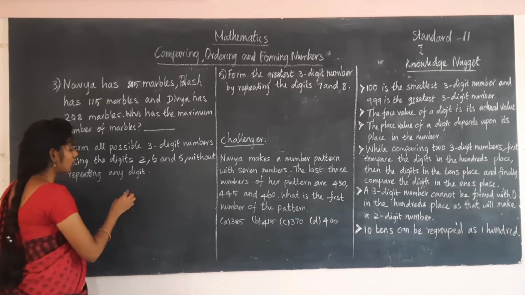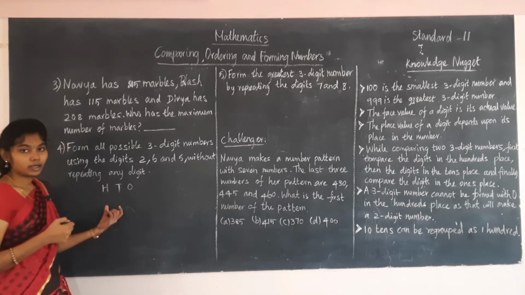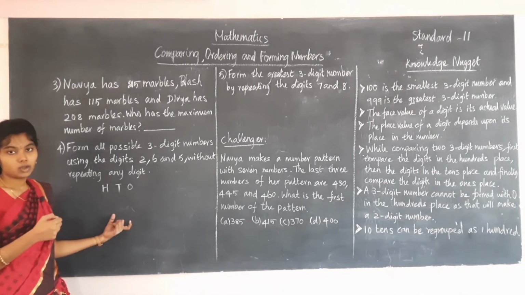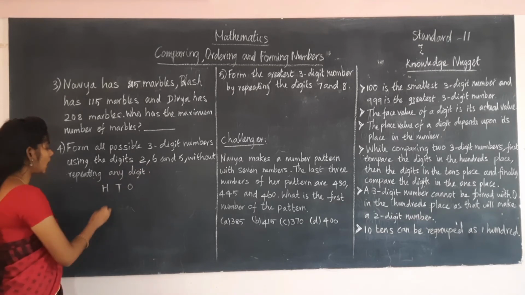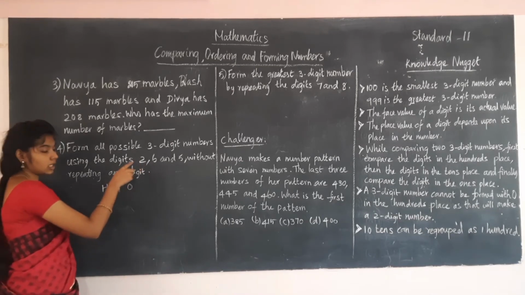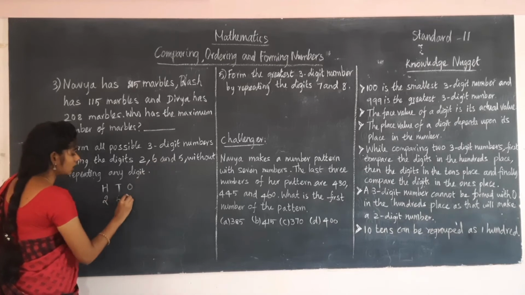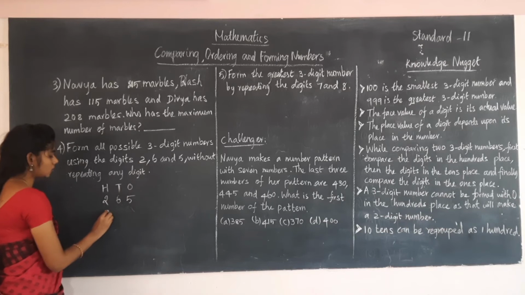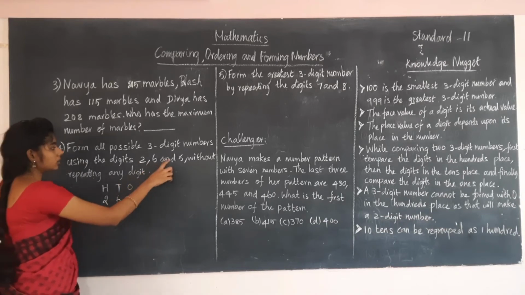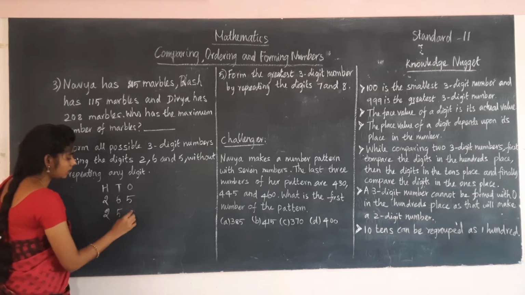So first you have to write the places: ones, tens and hundreds. Why are we writing up to hundreds? We are going to form a 3-digit number, so we have to write up to the hundreds place. Now take 2 in the hundreds place. There are 3 numbers. I am taking 2 first in the hundreds place and I am writing 6 and 5 in the tens and ones places. And next I am taking again 2 in the hundreds place, and 6 and 5 interchangeably, I am writing 5 in tens and 6 in ones.